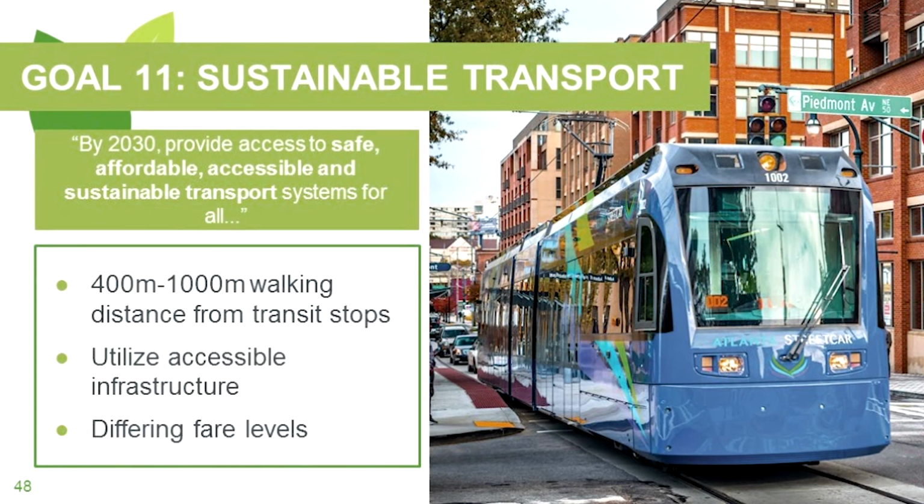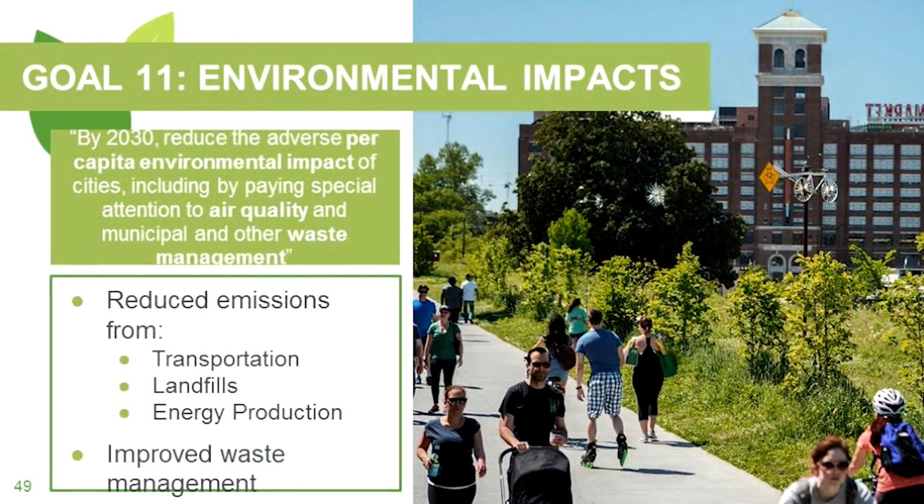The first thing we looked at was to provide access to safe, affordable, accessible transport systems. We've done this by making sure that we have a minimum 1,000-meter walking distance from our transit stops, we utilize accessible transport infrastructure, and we had different fares to make sure it was affordable to all different populations. The other goal we looked at was environmental impact, so you should have decreased per capita environmental impacts, both in air quality and waste management. We've done this by significantly reducing our emissions from transportation, and we also improved our waste management with recycling and composting.